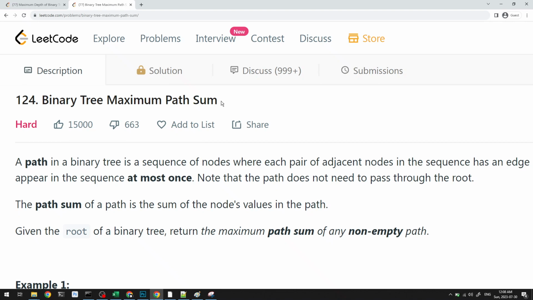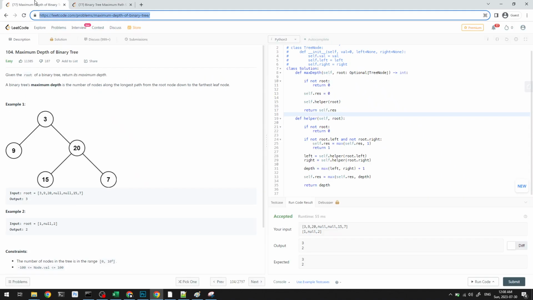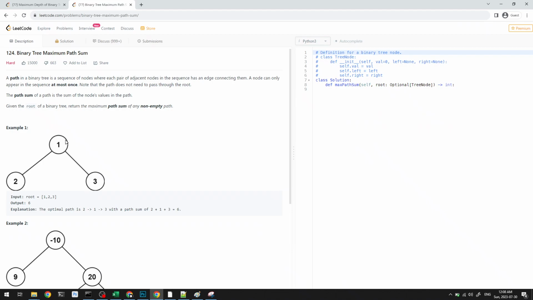So let's begin. Now you notice this question is actually hard, but in my opinion it's actually not that hard once you've learned the trick. If you've done the maximum depth of a binary tree like we've done here, we're actually going to be following the same exact procedure. So it's actually not as hard as it seems, but a good problem nonetheless.